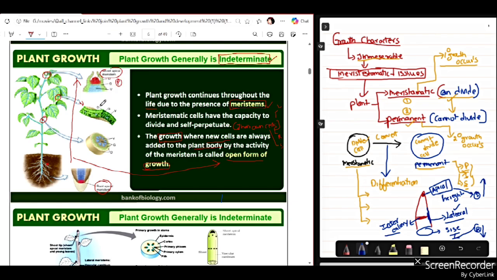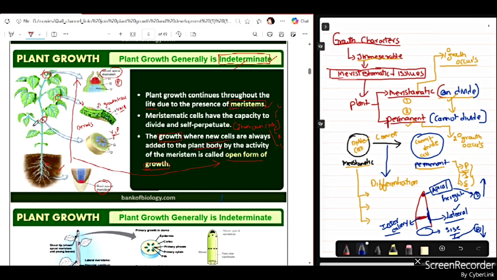How are the permanent cells divided? See here, this D. In this portion, we have given the names D. D means what? Dermis. D means dermis. G means ground tissue, and V means vascular bundles. That means V means xylem and phloem. These are the permanent tissues, and these are called the meristematic tissues. Because of these two tissues, the plant growth is indeterminate.